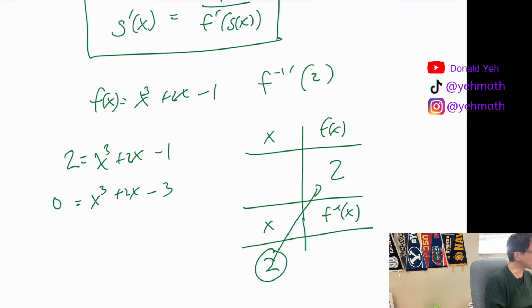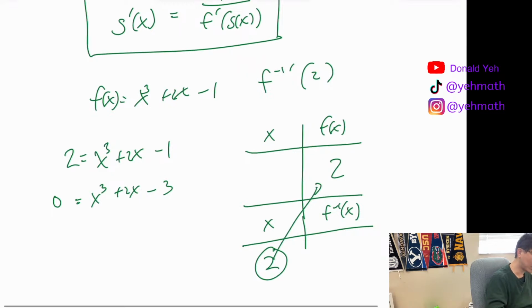Sometimes it's not possible for me to solve. There's one way to solve this equation: just brute force, guessing a number. X is equal to what in order to get zero? Start with the easy number.